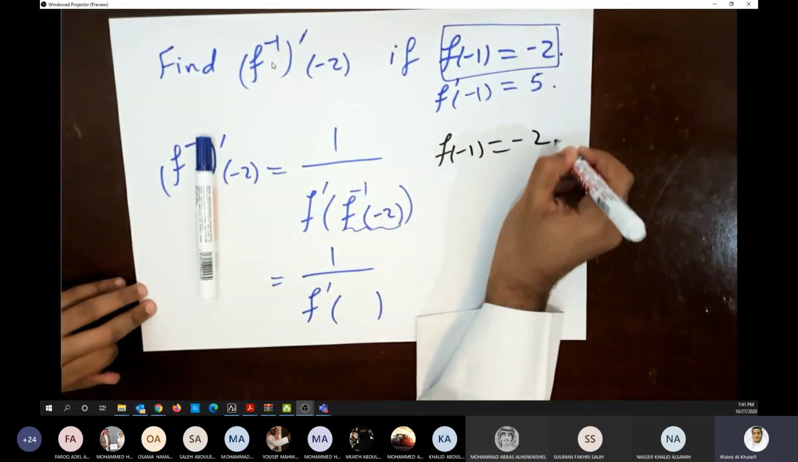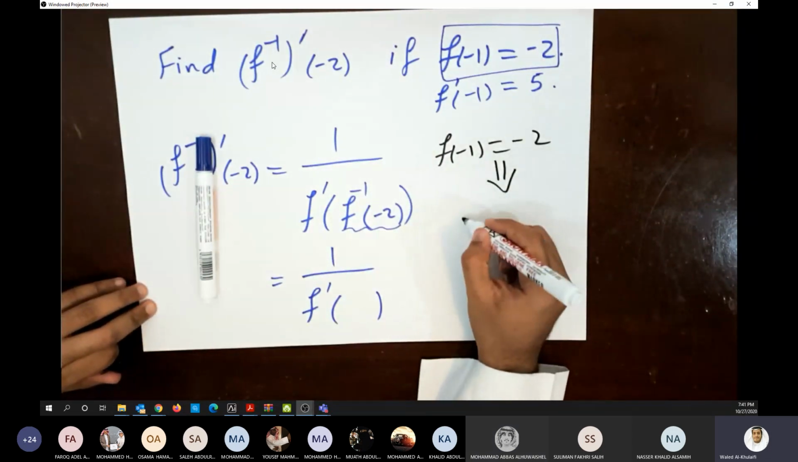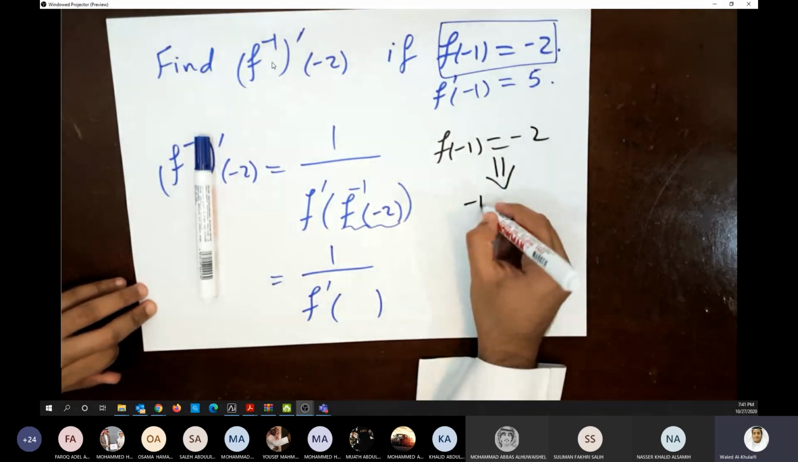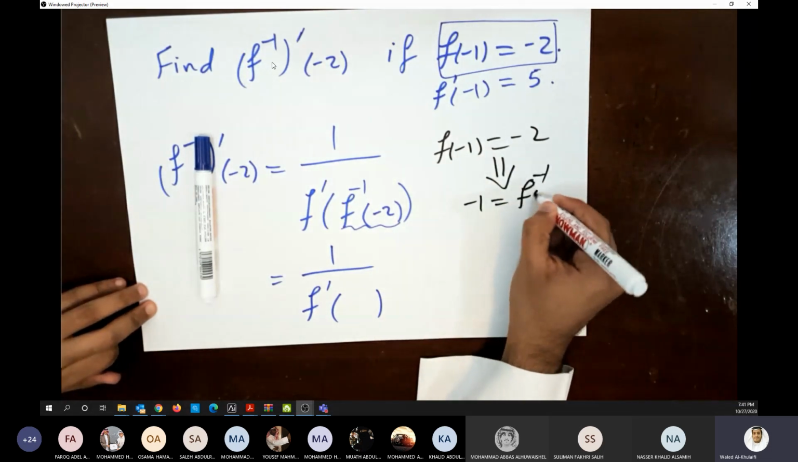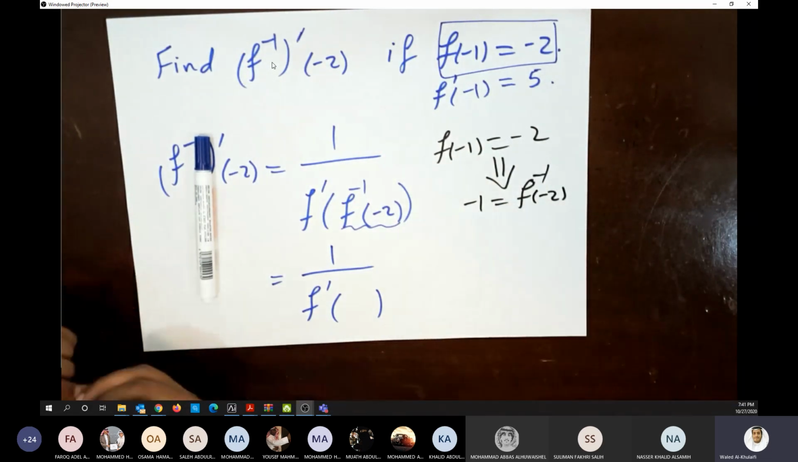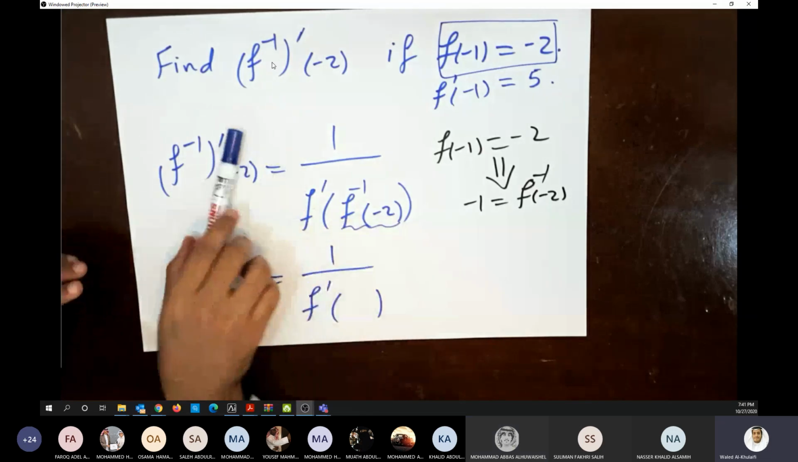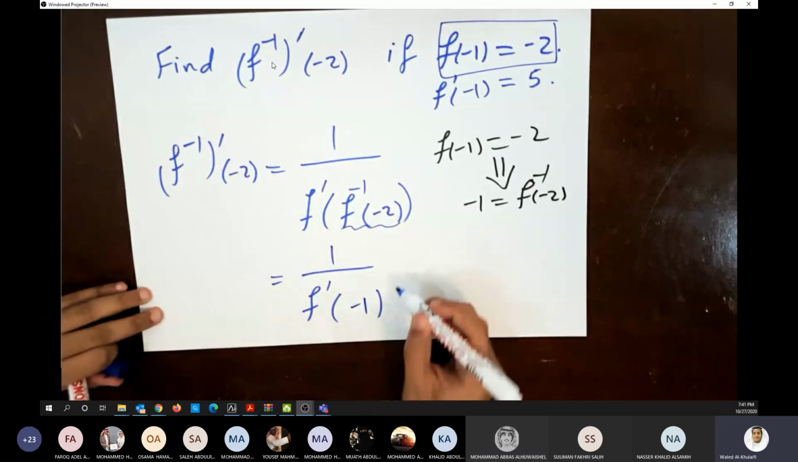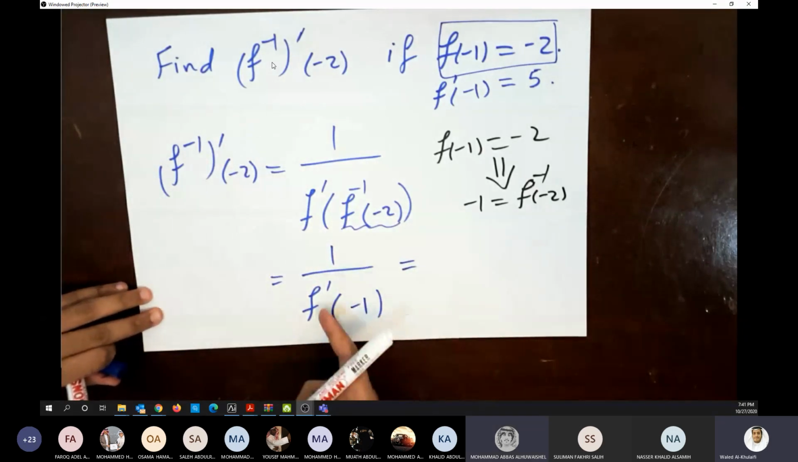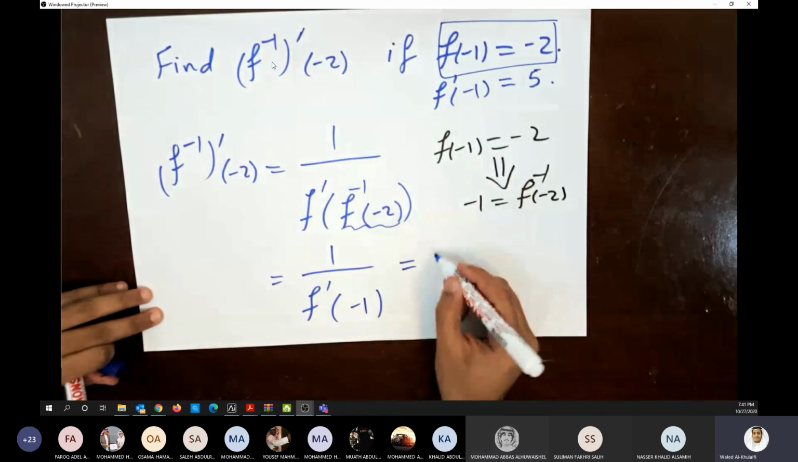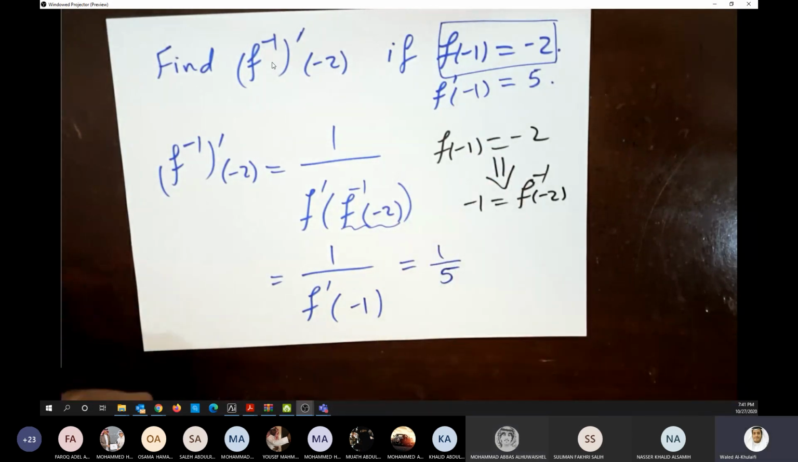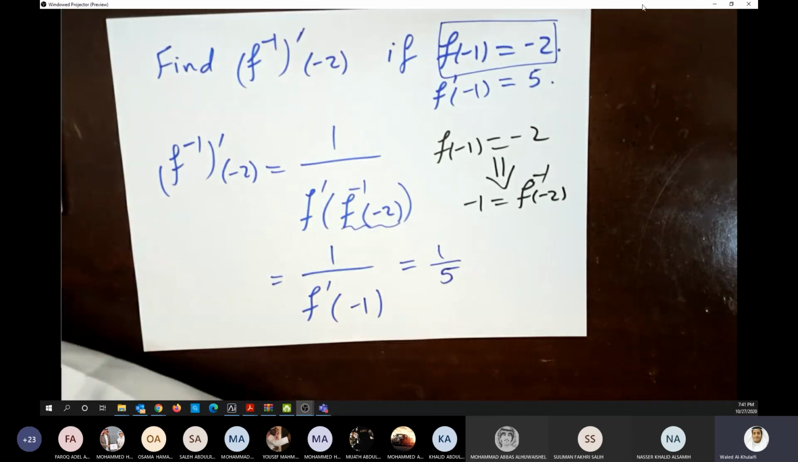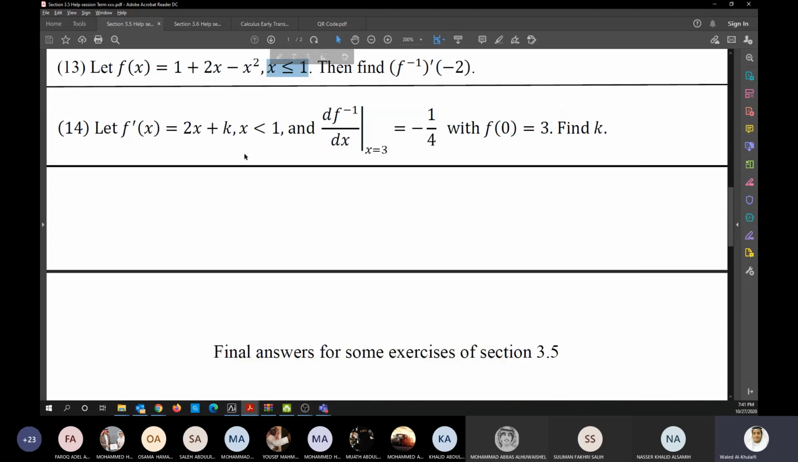Yes, this is it, see? Maybe some of you ask, what if in the exam I see questions this way? This implies that when you apply f inverse to both sides, negative 1 equals f inverse of negative 2. Okay? So here we're going to have f inverse of negative 2 equal negative 1, and f prime evaluated at negative 1, which is 1 over 5. Okay? So that's it. This is another type of question that you may see, but it's very easy.